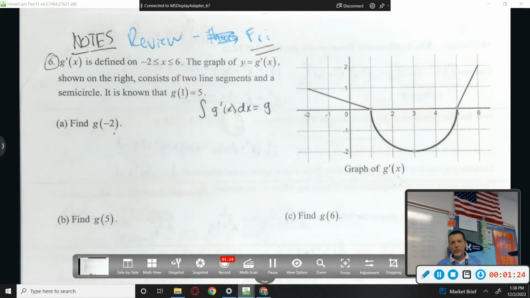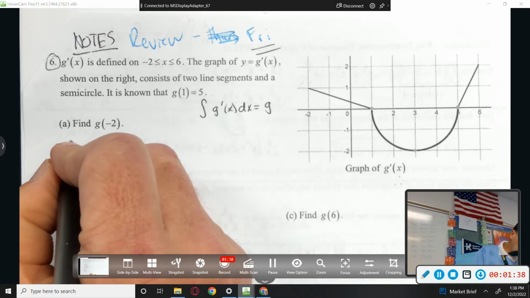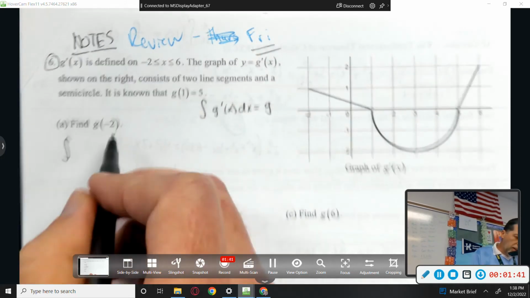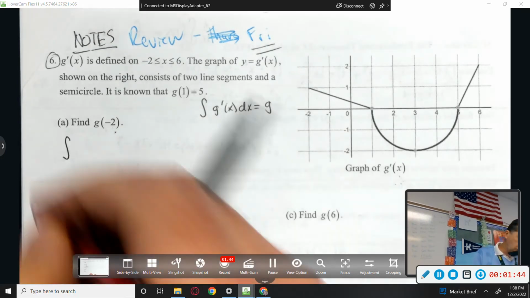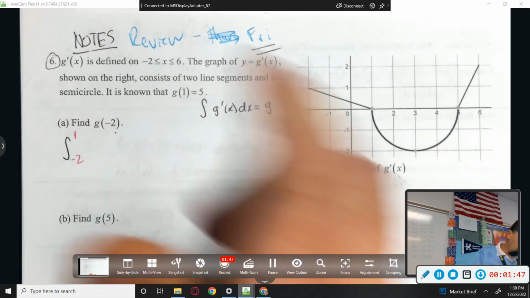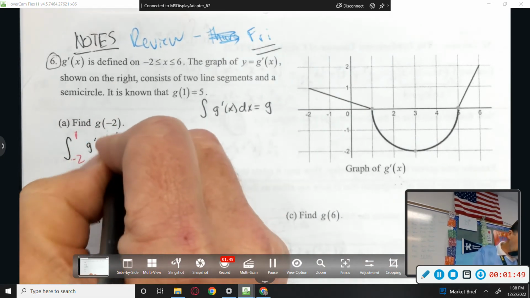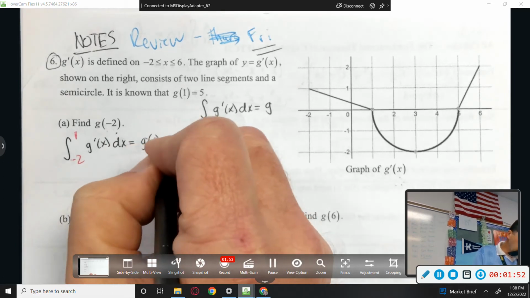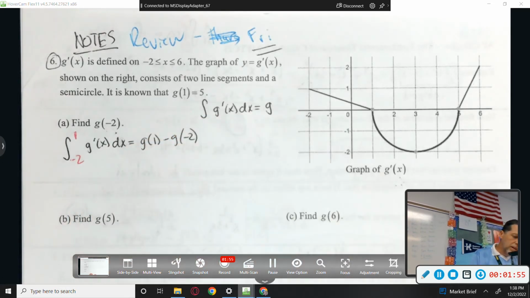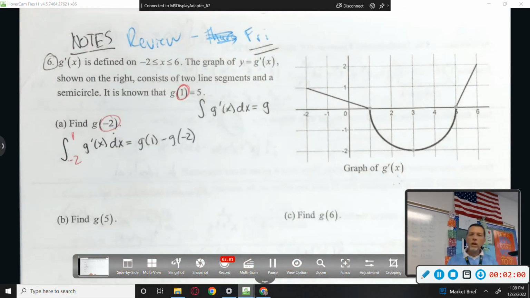And then there's sort of 2 options with that. It's either a plus C problem or it's a bounds problem. And since I've got all sorts of numbers here, I'm pretty sure this is a bounds problem. So let's see. If I want -2, then I guess I should go from -2 to 1 of G prime, because that would be G of 1 minus G of -2. And I picked 1 because they gave me stuff about 1, and I picked -2 because that's what I'm looking for.